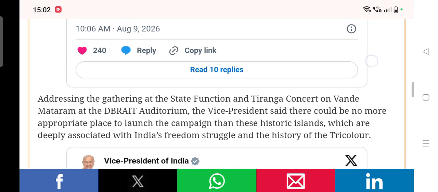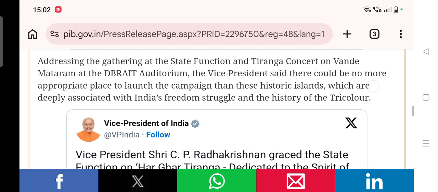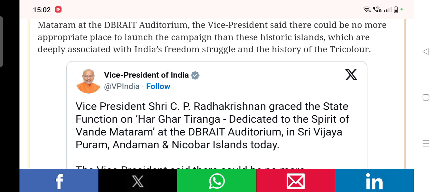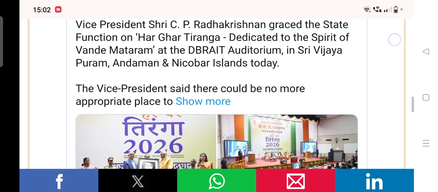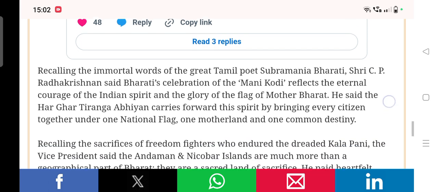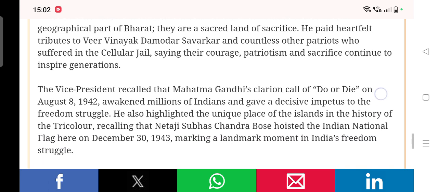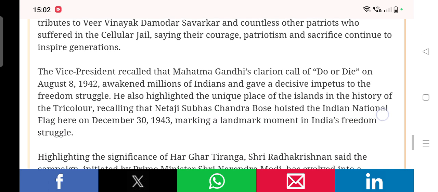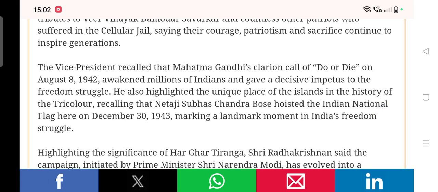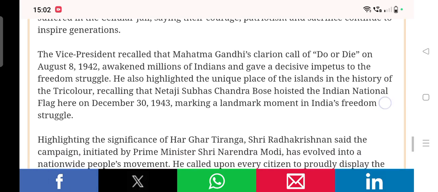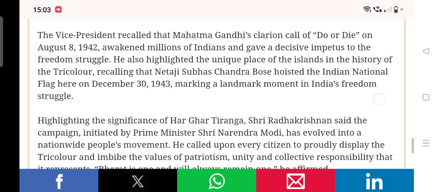Then we are coming down. So what does this Har Ghar Tiranga Abhiyan mean? It's like we have to take the tricolor flag into our home. So it is a campaign. And so likewise we have to ask questions ourselves. And there is another important thing here, because Subhash Chandra Bose, on December 30, 1943, hoisted the tricolor flag for the first time.